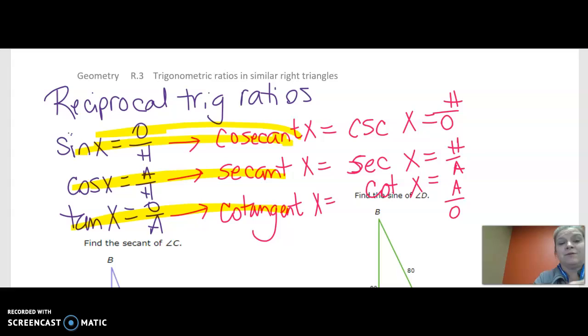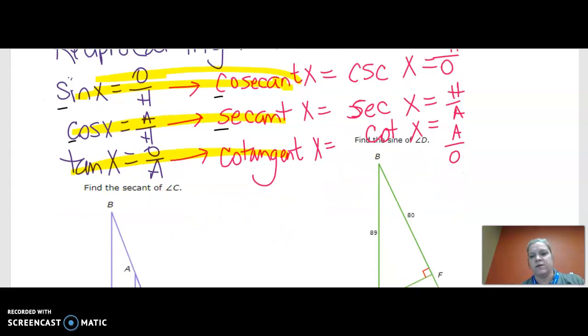Now, the way that I remember it, because I wasn't allowed to use notes on test day, we have sine, cosine, cosecant, secant. The cosine and the cosecant aren't going to be together, okay? So if that's the case, then the sine and the cosecant go together, and the cosine and the secant go together. So that's just how I remembered it, so I wouldn't have to look it up all the time.